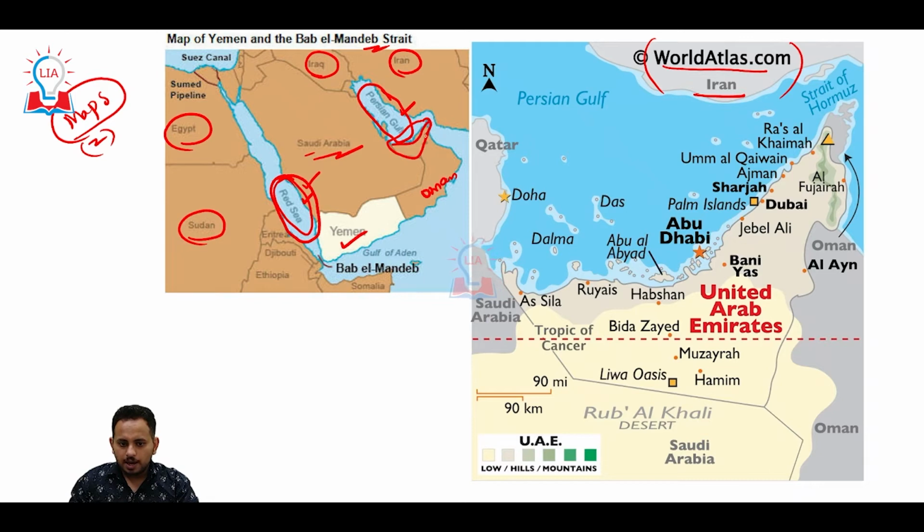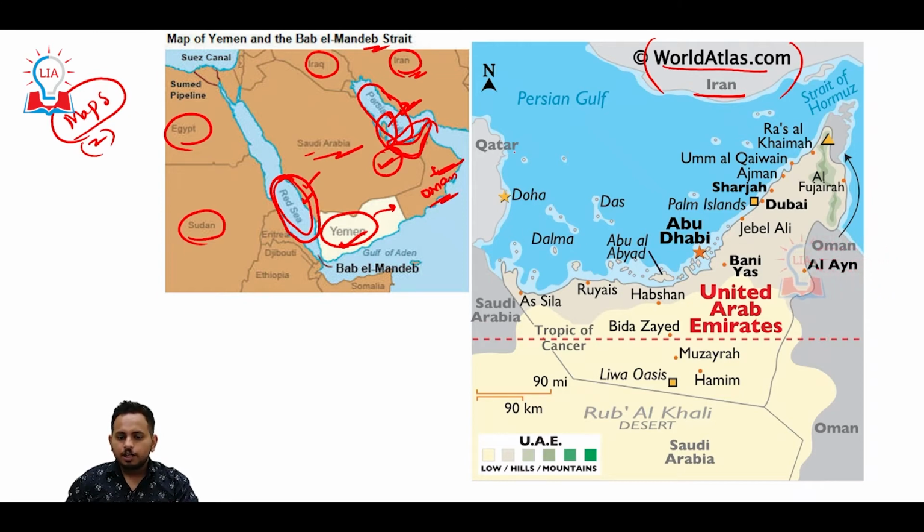So, UAE shares borders with Persian Gulf. This becomes a correct statement. And look at the countries with which UAE shares border. One is Saudi Arabia and the other one is Oman. UAE does not have borders with Iran, does not have borders with, this is Qatar. UAE shares borders with Saudi Arabia and Oman. In place of Oman, UPSC might give you Yemen and get you confused. Remember it is Oman.